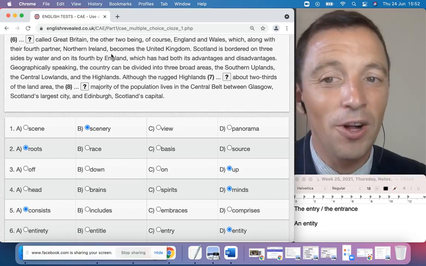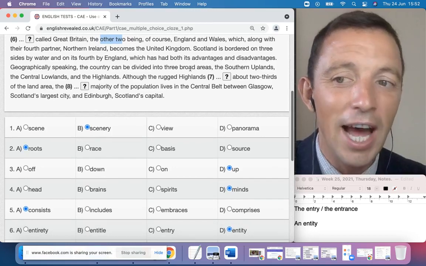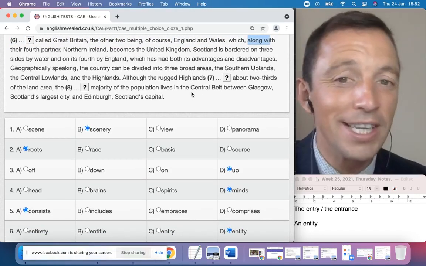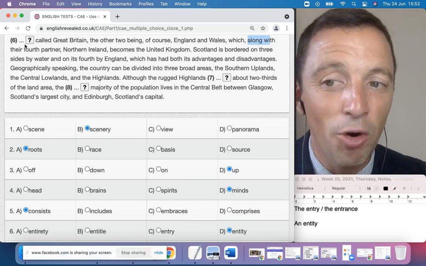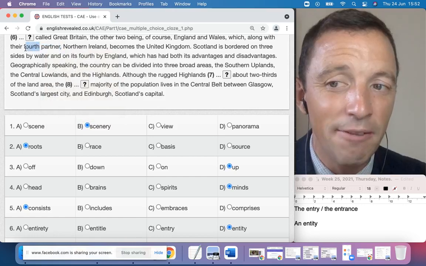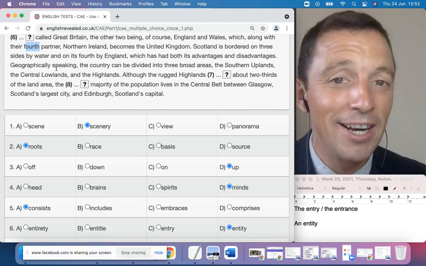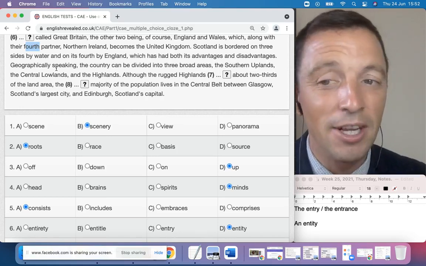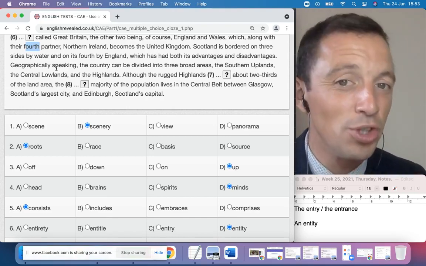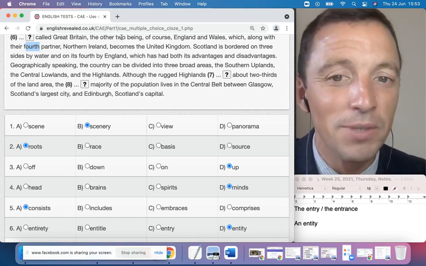Okay, called Great Britain. The other two being, of course, England and Wales, along with, so that's just the same really as with, but along with is just maybe more emphasis, their fourth partner, Northern Ireland. Okay, so this you have to be careful because we say first, second, third, fourth, fifth, sixth. So you need to be very clear, especially at the advanced level, between the differences of first, second, third, fourth, fifth, etc. 1, 2, 3, 4, 5. So that's just fourth.